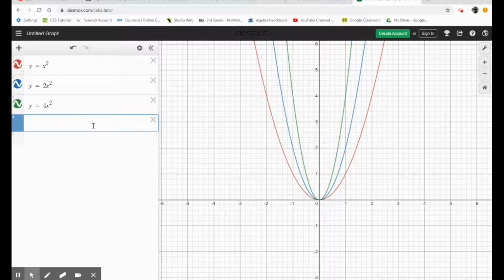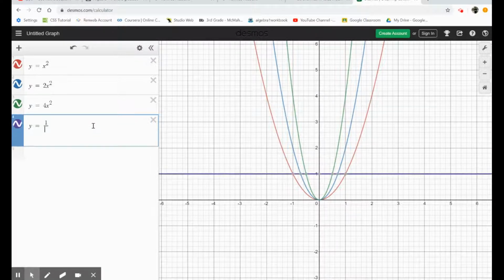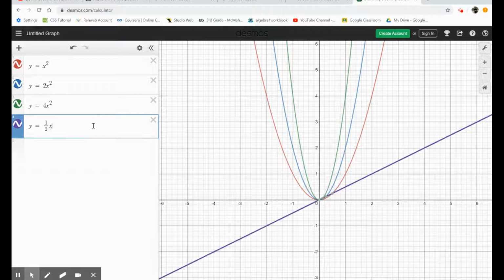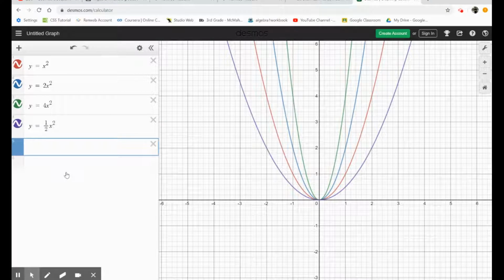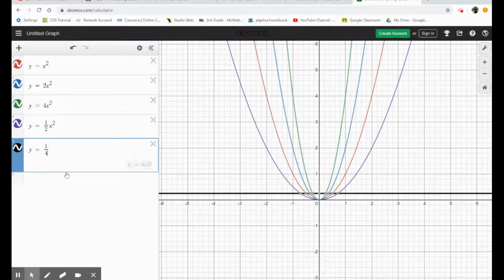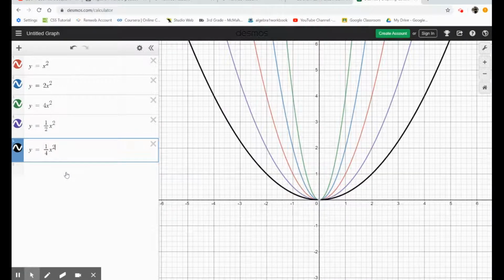What if we wanted to use a number less than 1 but greater than 0? Let's try y equals 1/2 x squared in purple. And if you look at the graph, that is actually the widest graph here. You can see it here in the purple. And what if the numbers get even smaller? Let's do y equals 1/4 x squared, and we can see it in black. So it looks like the graphs get narrower because they're growing faster.